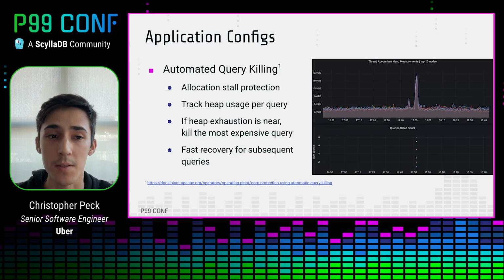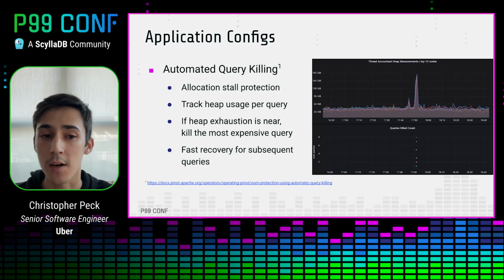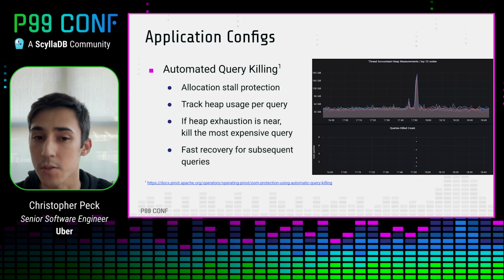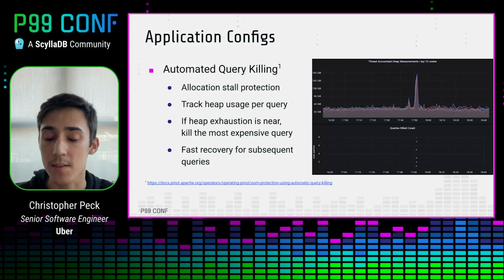The other main thing was that Pinot has a feature contributed by LinkedIn, which is automated query killing for very expensive queries. It does this by tracking the heap usage per query as well as the overall heap usage of Pinot. If heap exhaustion is near, then we kill the most expensive query. This gives a really fast recovery for subsequent queries. In this graph, you can see that some query triggered this huge heap spike. Maybe GC can't keep up with it, maybe it just needs to use that much memory anyway. The effect is the same in both cases. The query gets killed, the heap drops very quickly, and we're ready to serve queries again.